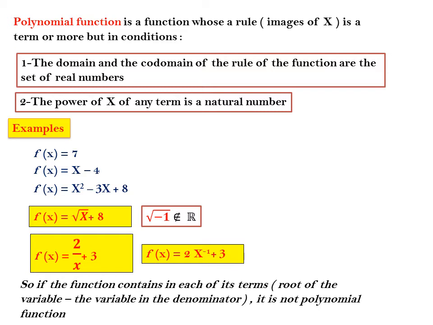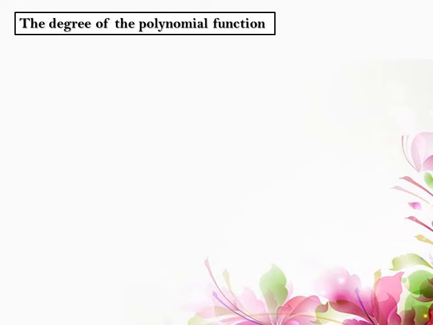So, if the function contains a root of the variable in any of its terms, or if the variable is in the denominator, it is not a polynomial function. The second point in our lesson today, the degree of the polynomial function. We learned before the degree of any equation is the highest power of the variable in the equation. In the same way, the degree of the polynomial function is the highest power of the variable in the rule.